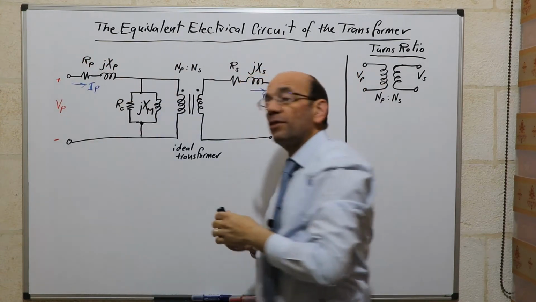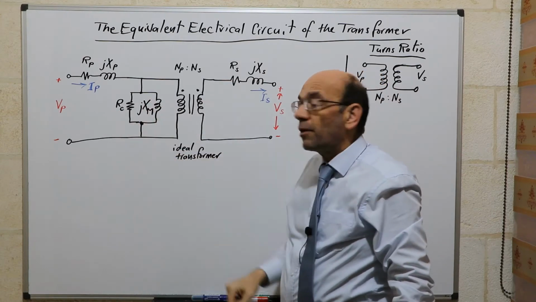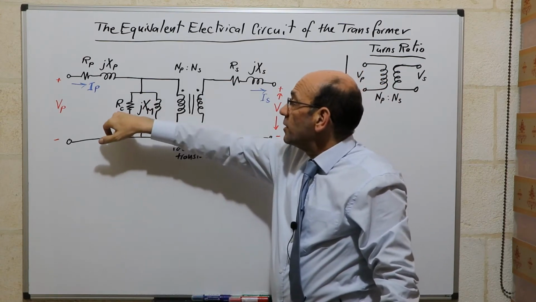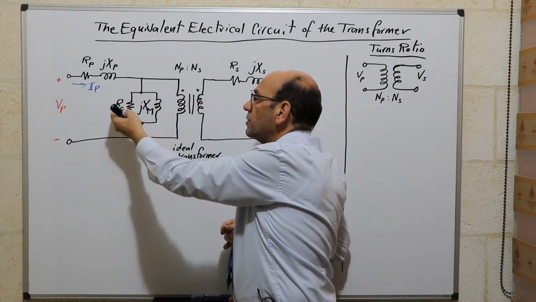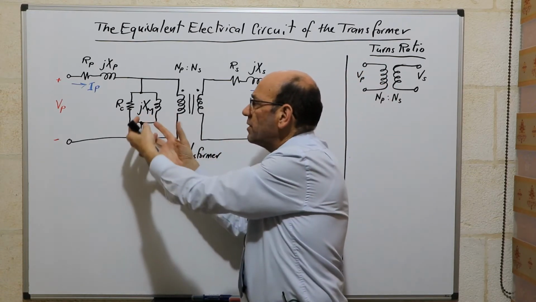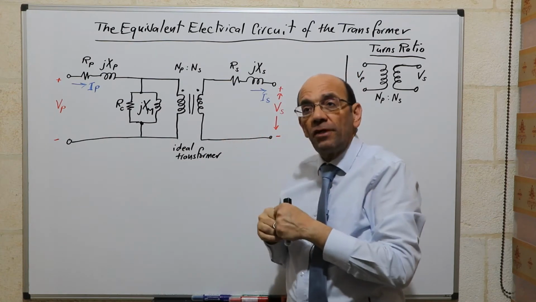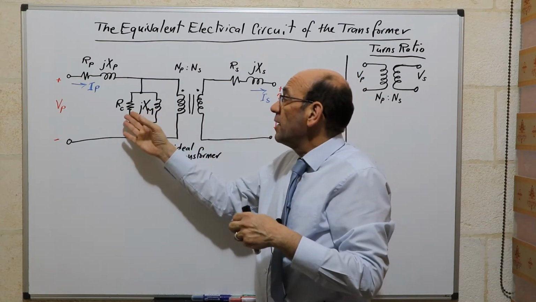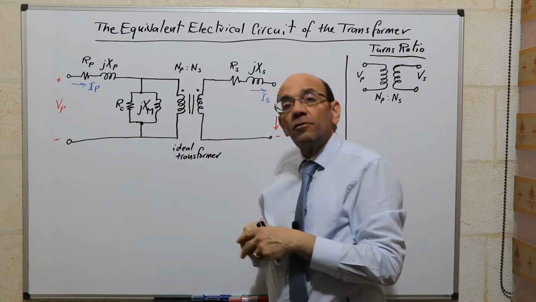We've also allowed for the shunt components, which are made of two components connected in parallel. R subscript C, which is the core losses. These represent the eddy current losses and the hysteresis losses, so they account for these losses. As I've said previously, there is no such thing as a physical resistor that we can find or see. It's a means of representing these core losses by using a resistor.